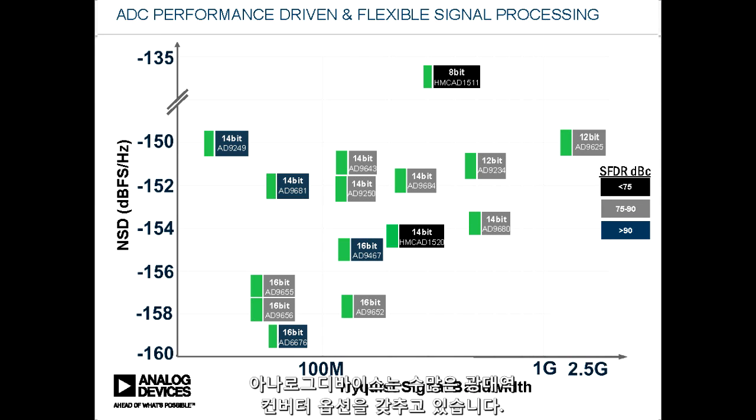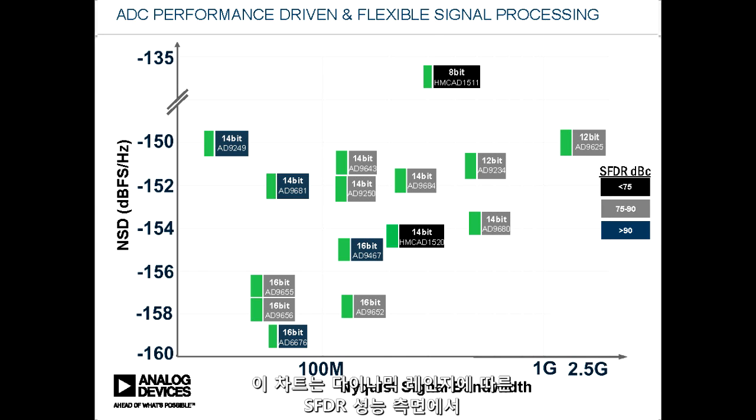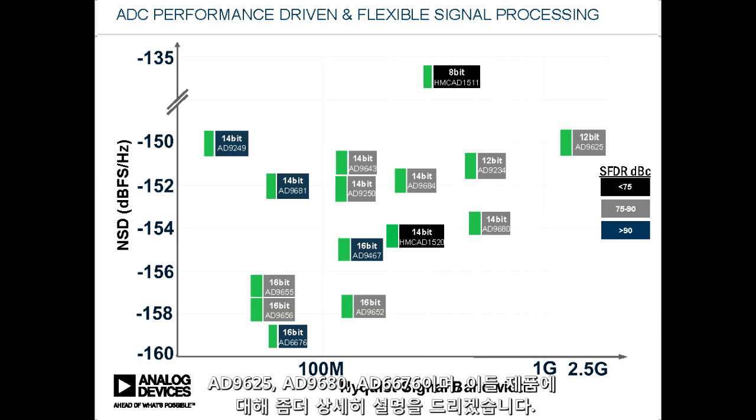Analog Devices has a lot to offer here in terms of wideband converter options. In this slide, we're showing a roadmap of our analog to digital converters that have sampling rates up to 2.6 gigasamples per second. Here, the chart displays the noise spectral density versus sample rate, with each converter noted in terms of SFDR performance, or spurious-free dynamic range. Some of the most notable and recently released converters from this portfolio are the AD9625, the AD9680, and the AD6676, all of which I'll cover in more detail shortly.